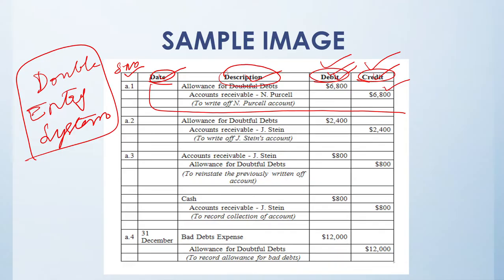So every journal entry should have both a credit aspect and a debit aspect. That is said in the double entry system of accounting. Therefore, a minimum of 2 accounts has to be mentioned in a journal entry. For example, if you see here, one account is allowance for doubtful debts. Okay, that is one account. And the second one is accounts receivable. So there are two different accounts involved in a transaction. Okay, so I hope the sample image is clear. And one more thing which is very important to notice here is the narration.